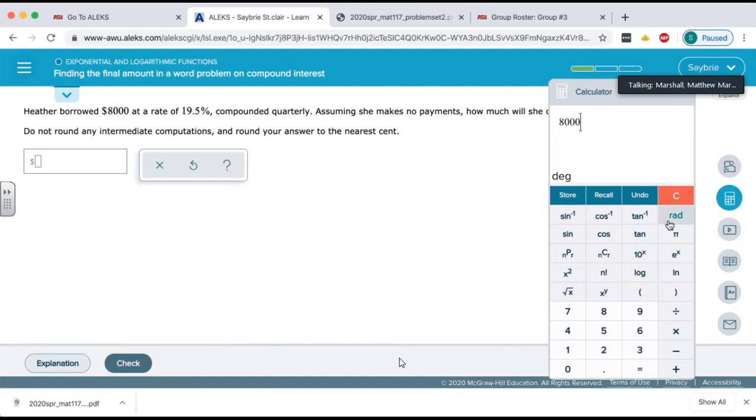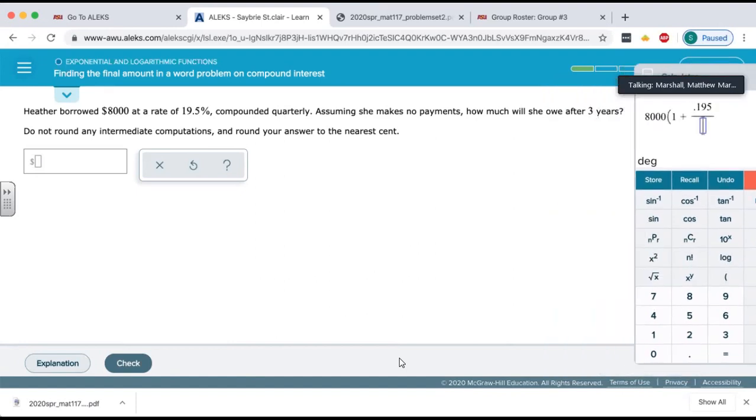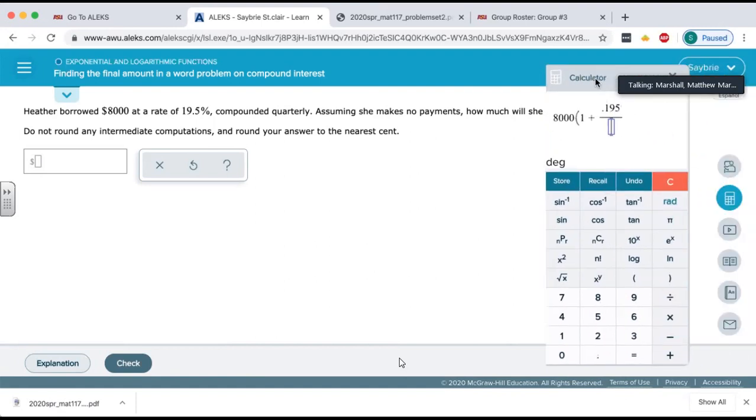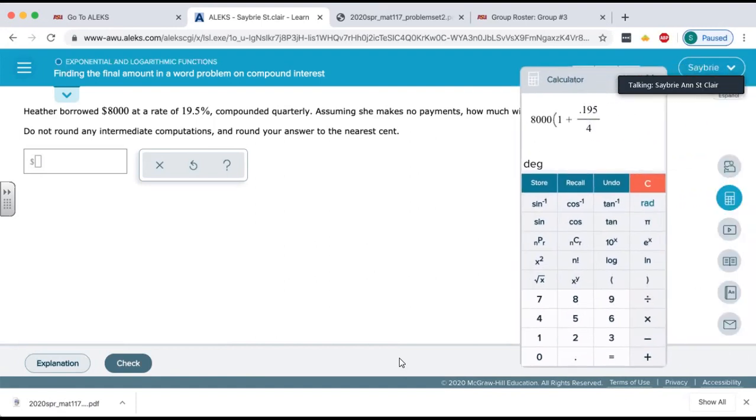Parenthesis, 1, plus, and then that would be 0.195, and on the bottom you got 4, so it would be 4, right? Yep.